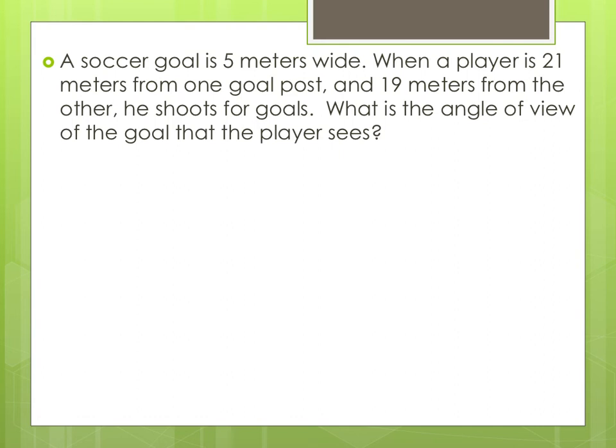Okay, now for our last example today, we're going to talk about a soccer goal. So we know that the goal is 5 meters wide. I'm just going to draw a goal. This distance here is 5 meters. We also know that when a player is 21 meters from one goal post and 19 from the other, that he shoots.